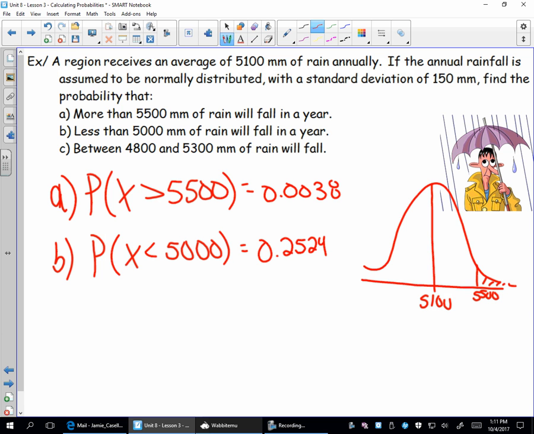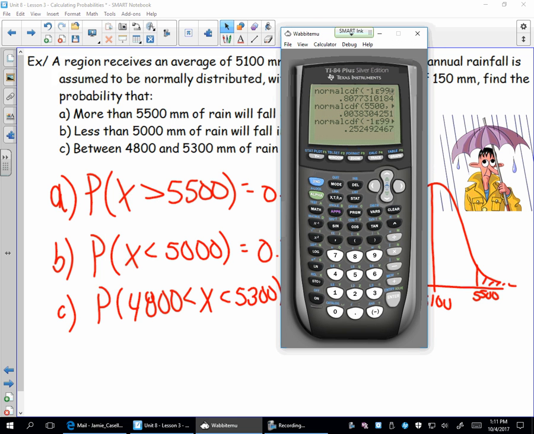So usually you're either using negative 1E99 for less than questions, or positive 1E99 for greater than questions. The only difference is part C, where I want between. The nice thing about between questions is that I'm being given my boundaries. I want to be at least 4,800 and no more than 5,300. Well, that's my lower and my upper. So again, real quick: normal CDF, 4,800 to 5,300, mean, standard deviation, paste, enter. And I get 0.886.